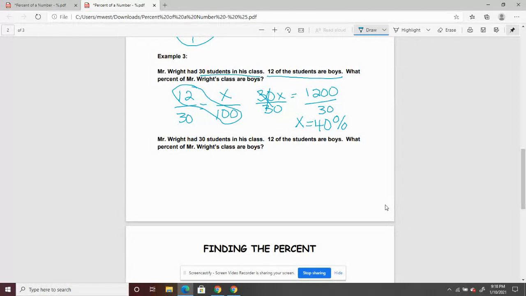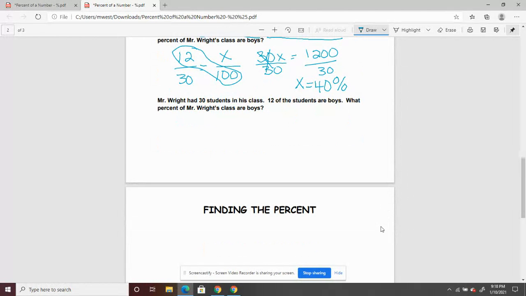All right, and then let's do this. Like I said, you can do whichever way you want. The whole is 30. The part is 12. So 12 divided by 30 is equal to 0.4. Move that decimal 2 places to the right, add a 0, and that gives you 40%.